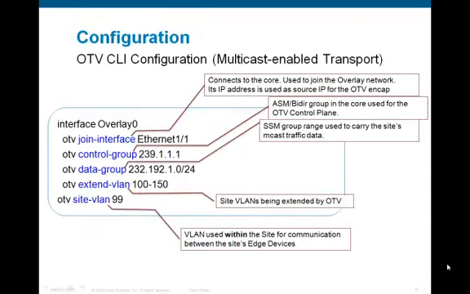The configuration of OTV is quite simple, needing only five commands. You have your overlay interface, your join interface, the control group multicast address, a data group multicast address, the VLANs you wish to extend across the overlay, and a VLAN that's used to communicate between the edge devices.